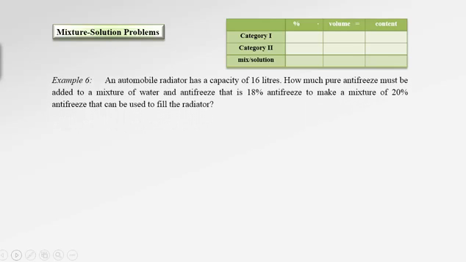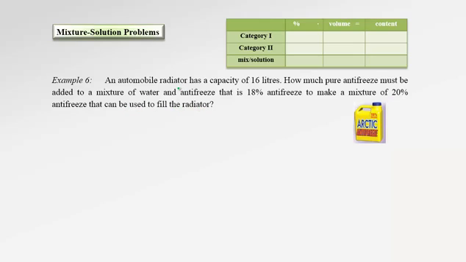Let's see an example. An automobile radiator has a capacity of 16 liters. How much pure antifreeze must be added to a mixture of water and antifreeze, that is 18% antifreeze, to make a mixture of 20% antifreeze that can be used to fill the radiator?